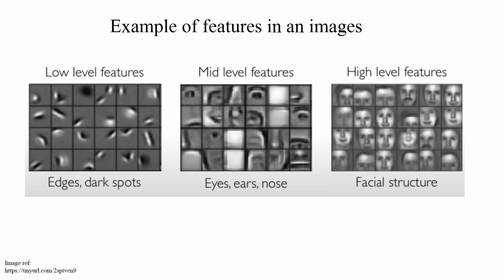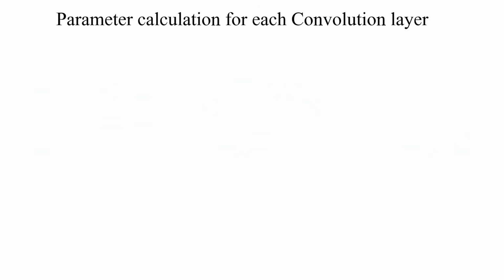So, this is an example of features in an image. In the low-level features we have edges and dark spots. In the mid-level features we have ears, eyes, nose, and in the high-level features we have the complete structure of the face. Okay. So, if my image is of a human face, low-level features will extract only the edges and dark spots. Mid-level features will extract a part of the face, that is the eyes, ears or nose, and high-level features will give the entire facial structure.